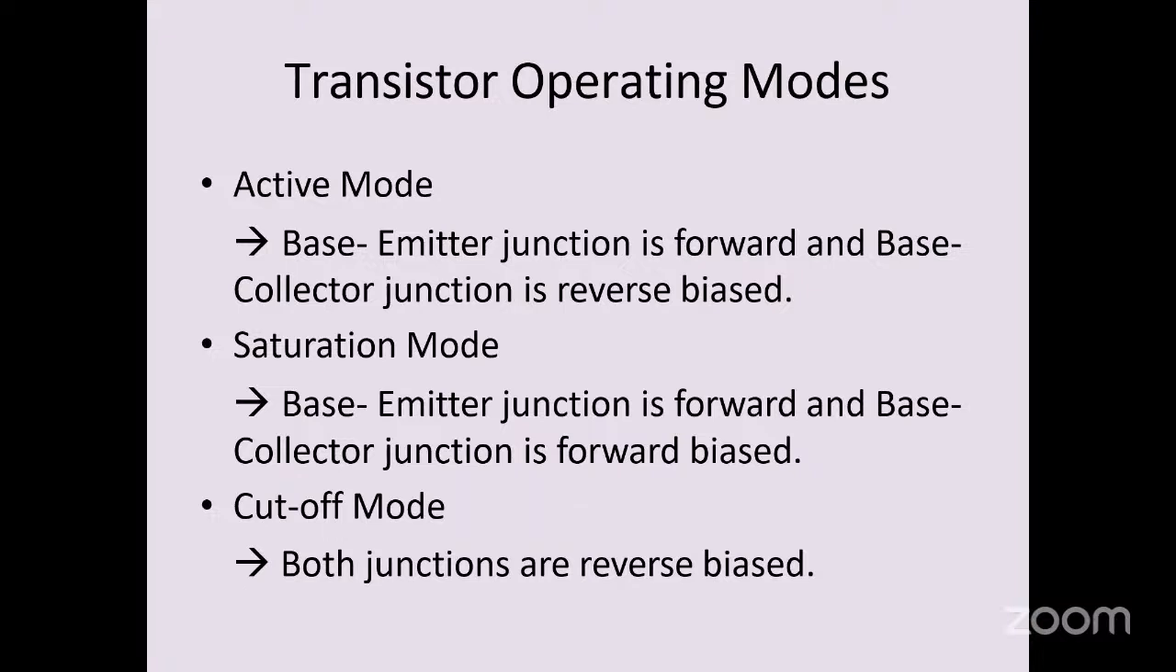So what is active mode, saturation, cutoff mode? The emitter base junction is always in forward bias and the base collector junction is always in reverse bias. That you can call an active mode. Saturation mode means the base emitter junction is forward and the base collector junction is also forward. Both these two are in forward bias, then that is called saturation. What is cutoff? Both are in reverse bias, cutoff mode. Please remember these words.